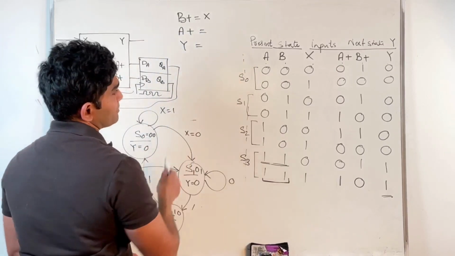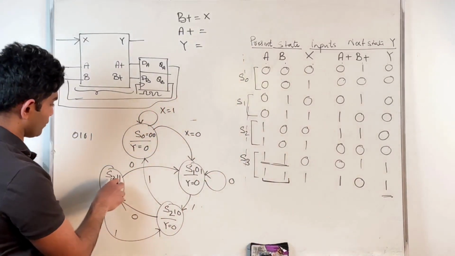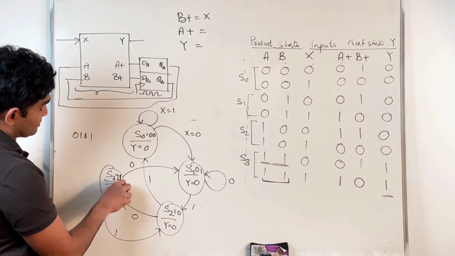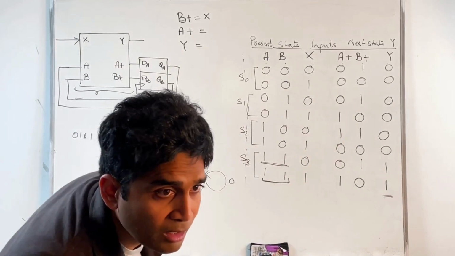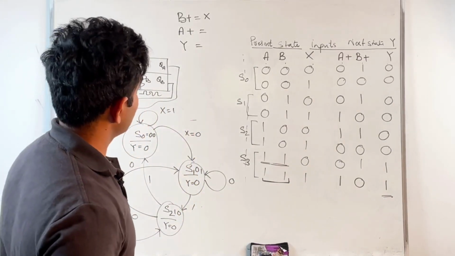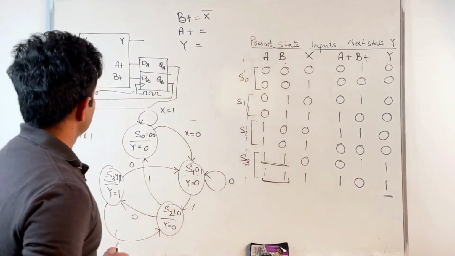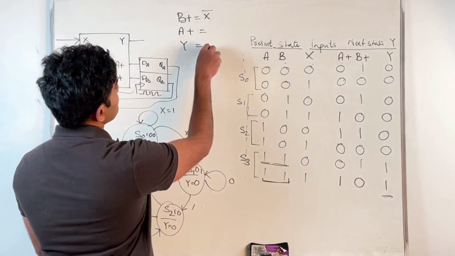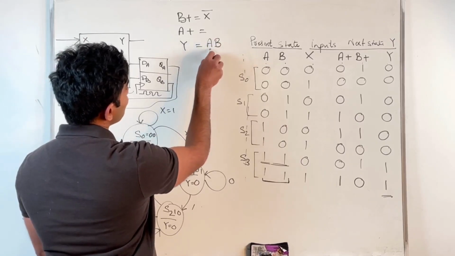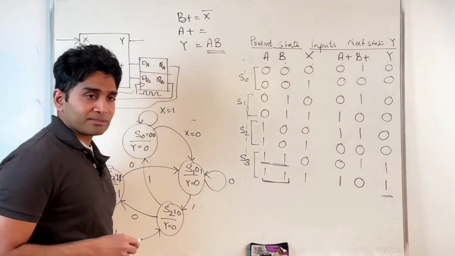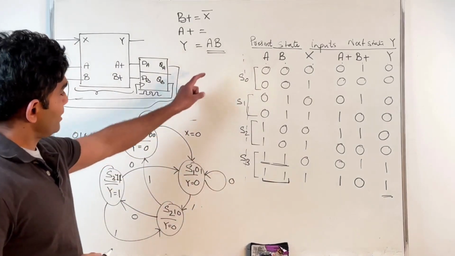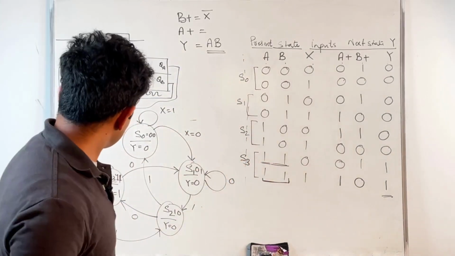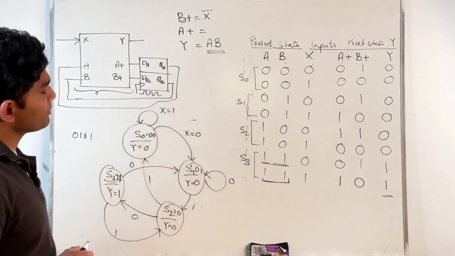Y I can easily say because my Y is a function of the S3 state. Every time I'm in S3 state, B plus X prime, that's correct. Y should be basically AB, because it's a function of only the present state. And I get an output of 1 only for this combination, right? So Y is AB.